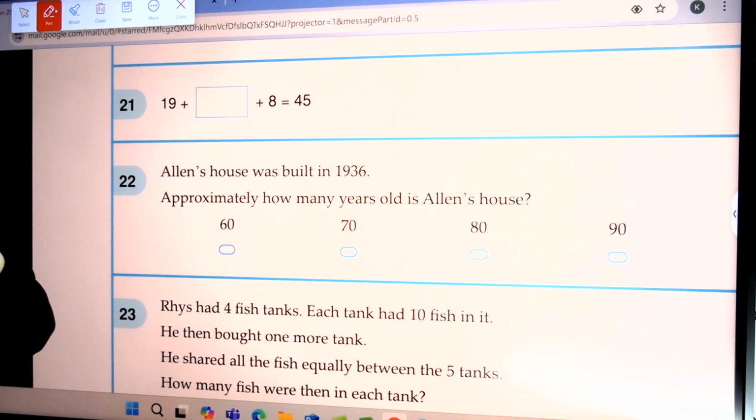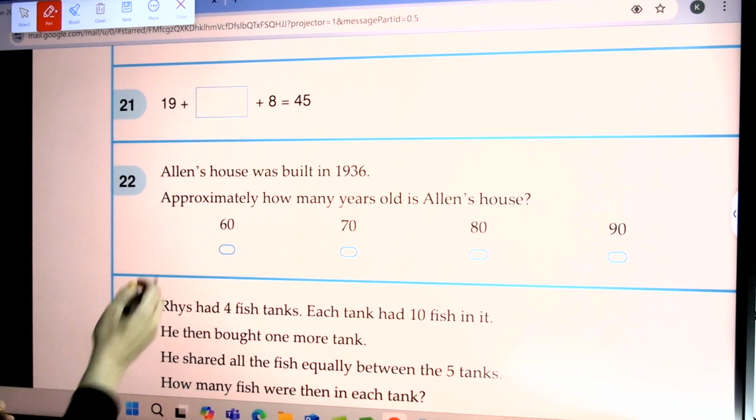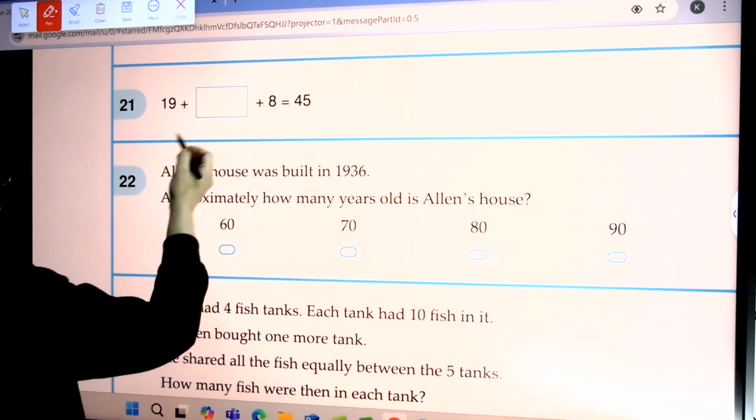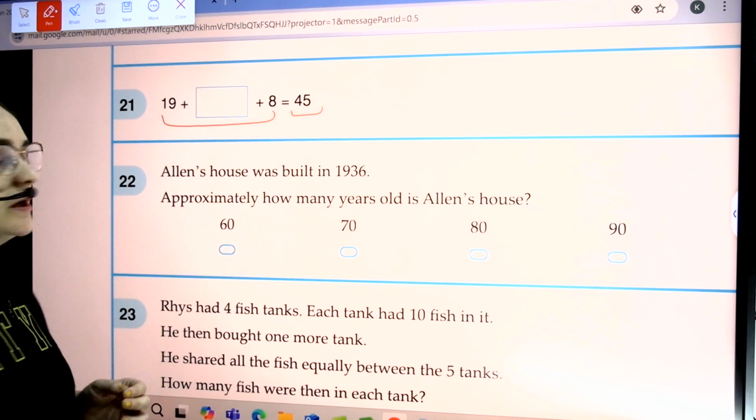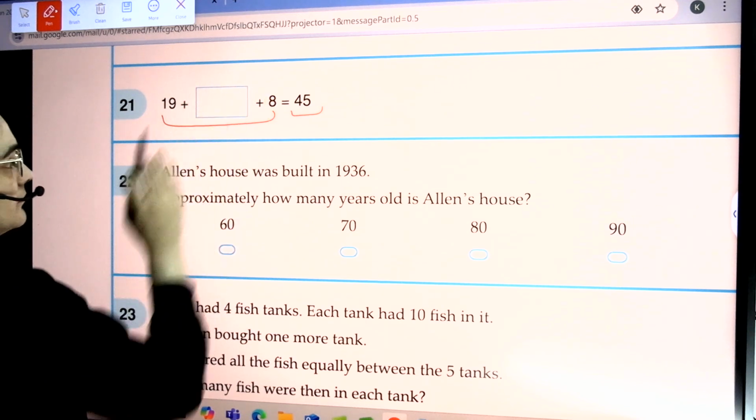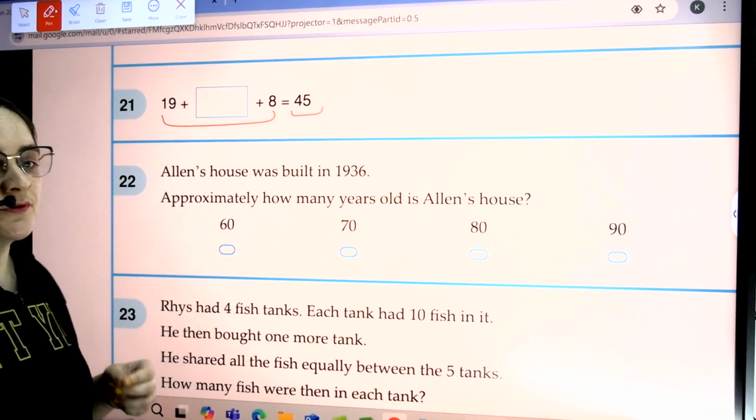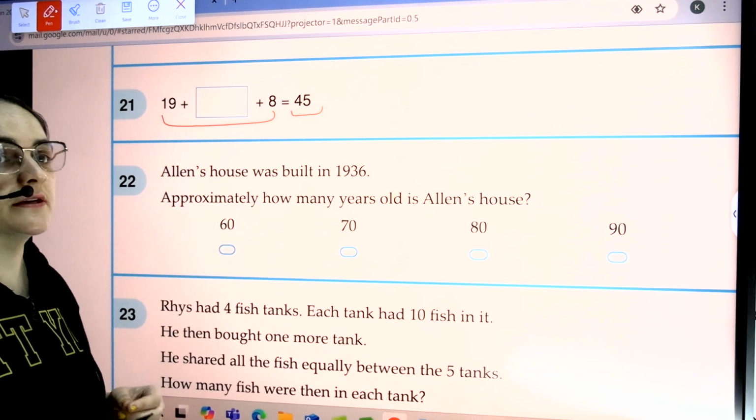Question 21 is 19 plus something plus 8 equals 45. Whenever you deal with a question like this, it is always about LHS equals RHS. First you have to add the numbers on the left hand side. LHS stands for left hand side, RHS stands for right hand side.